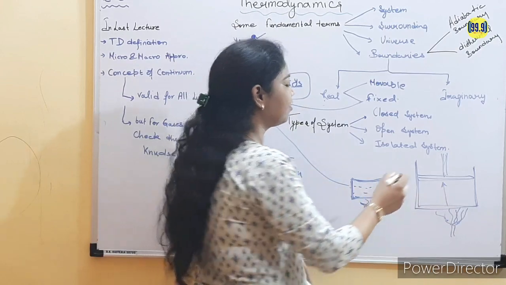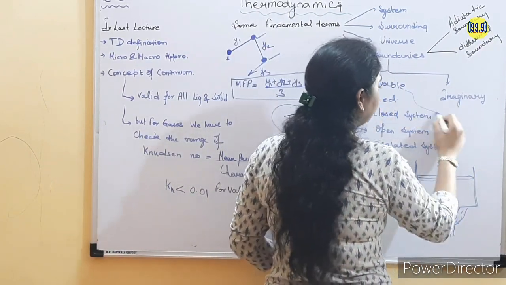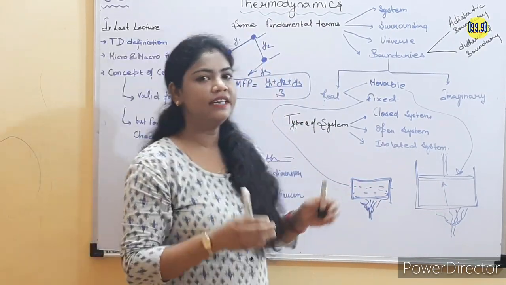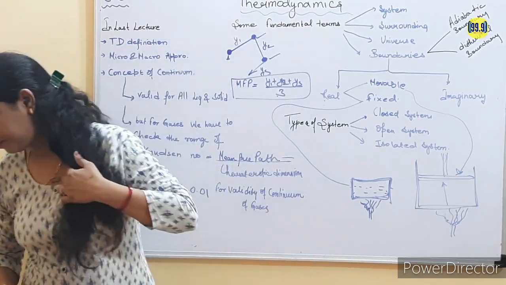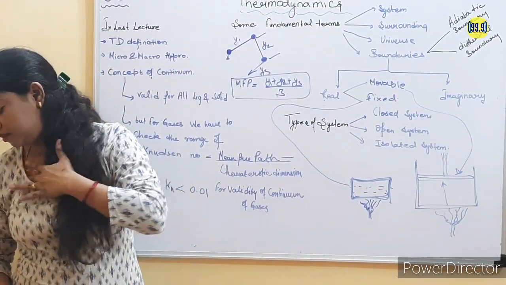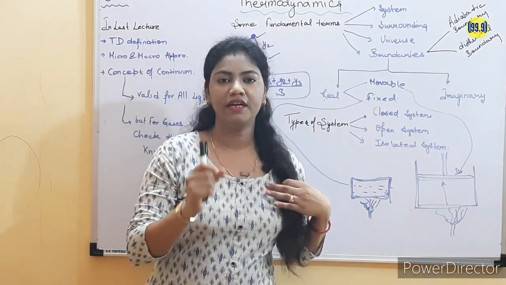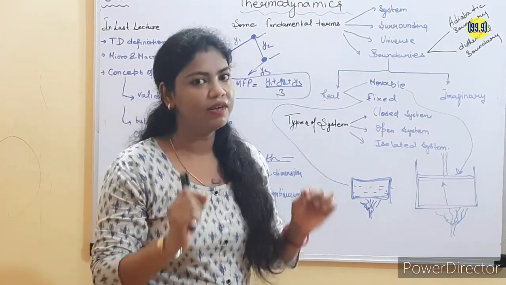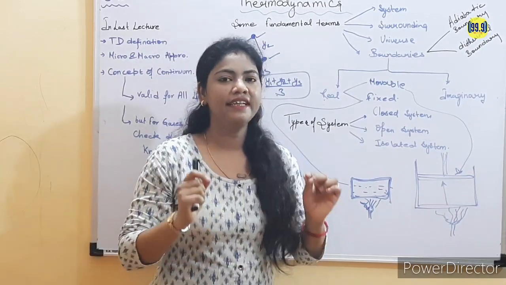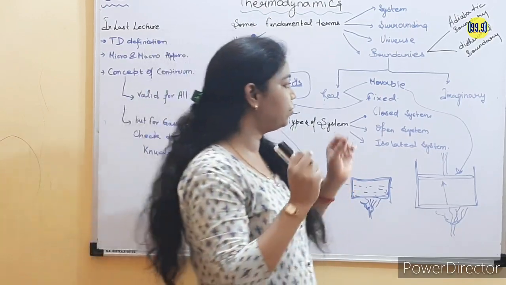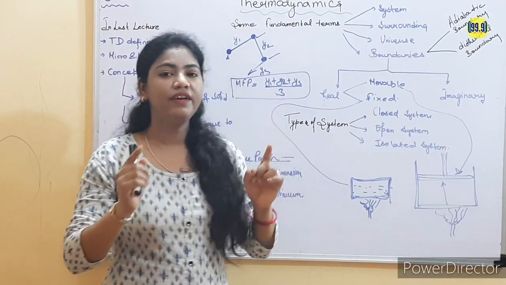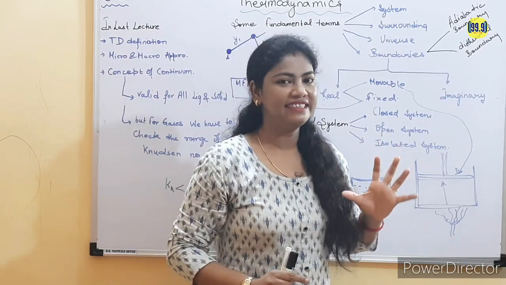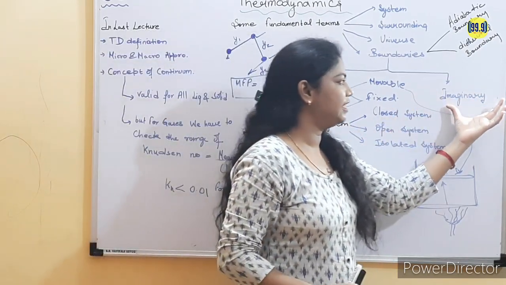So in that case, this type of boundary is called a movable boundary. And basically, if we want to get work from any system, we must have at least one movable boundary in the system. Okay, now we talk about the imaginary boundary.